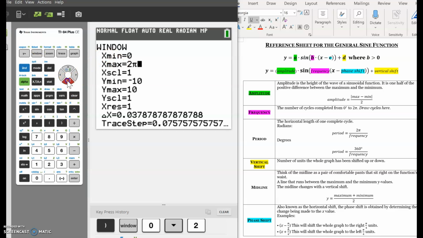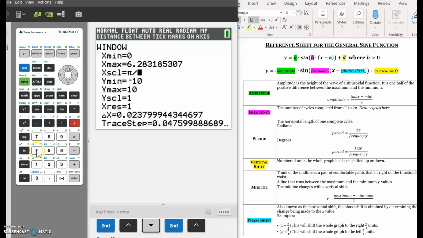And then I want the scale. So scale means the intervals. So I want this to be pi divided by 4. So every interval will be quarter pi.